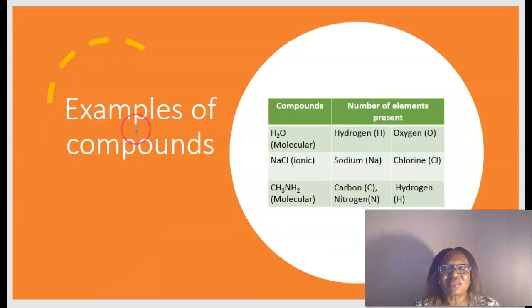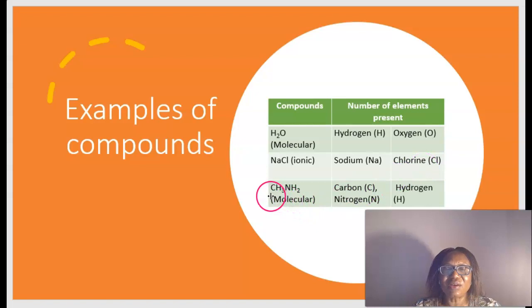So I want to look at some examples of compounds. We have water. This is the formula of water. It's a molecular compound. And why is it a compound? Because it is made up of two elements, hydrogen and oxygen. We have sodium chloride. It's an ionic compound because it's held by ionic bonds. It's made up of two elements, sodium and chlorine.